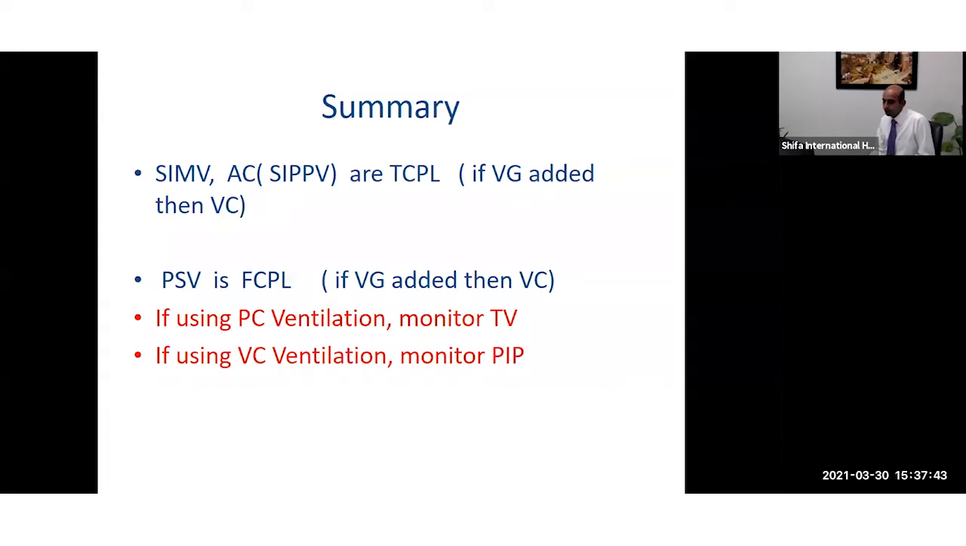And the most important thing for people who are learning to mechanically ventilate the babies is that if you're using pressure control ventilation, monitor your tidal volumes. You need to see what tidal volume you're generating. And if you're using volume control ventilation, then monitor your peak inspiratory pressures to see how much PIP you are generating.